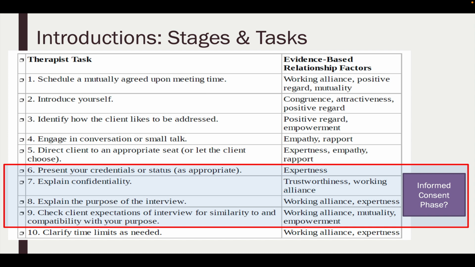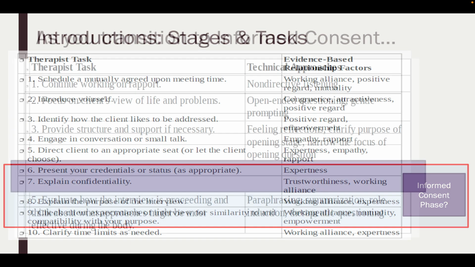6 through 9 will be focused on in the informed consent section. We also will talk about clarifying time limits as needed. For example, this is a 60-minute session, or this will take about 60 to 90 minutes, just giving them an idea of what to expect.